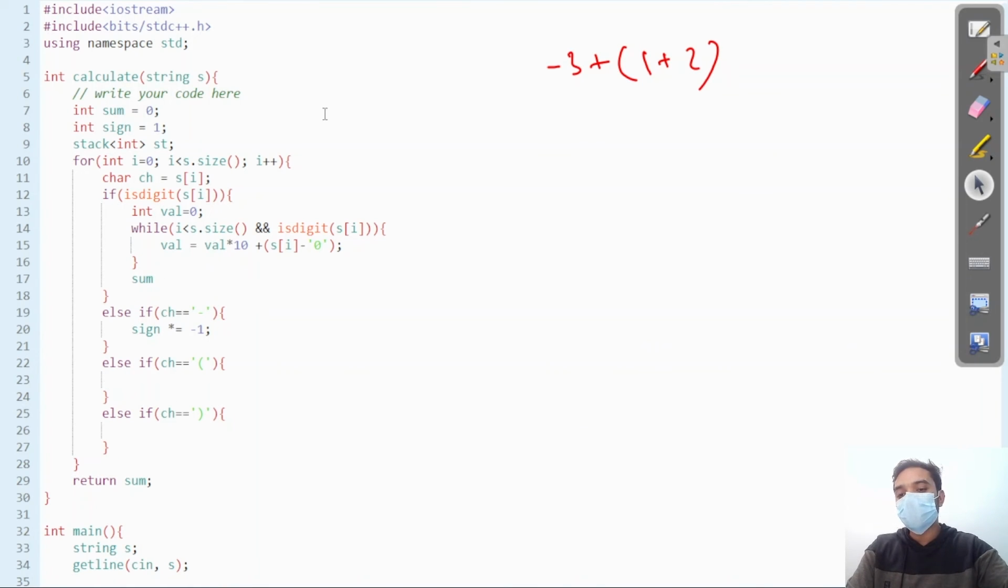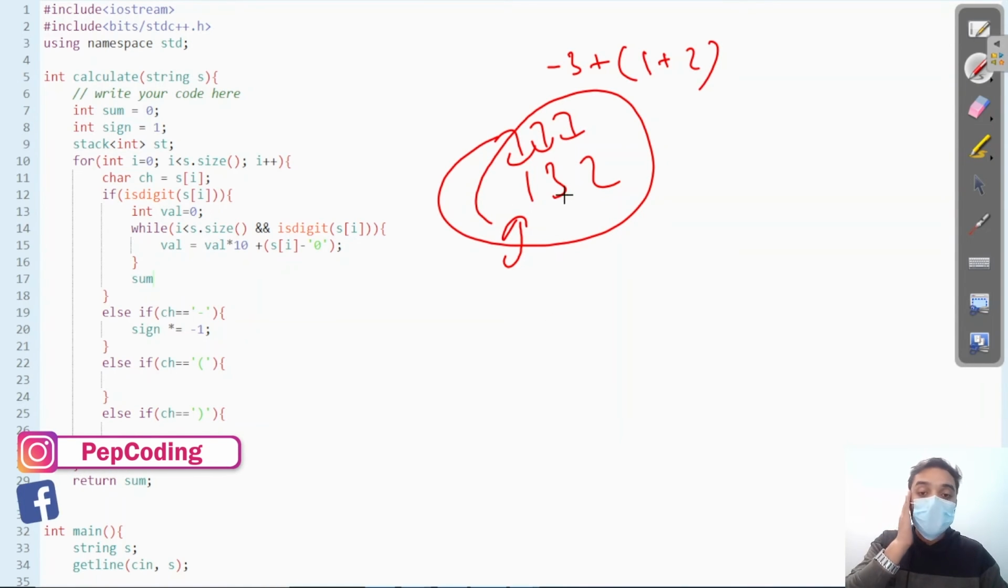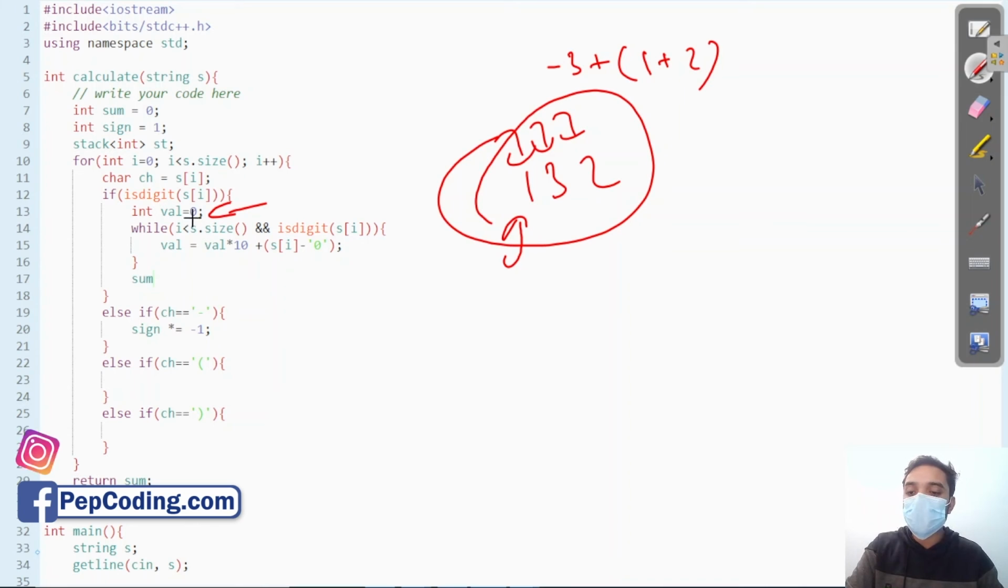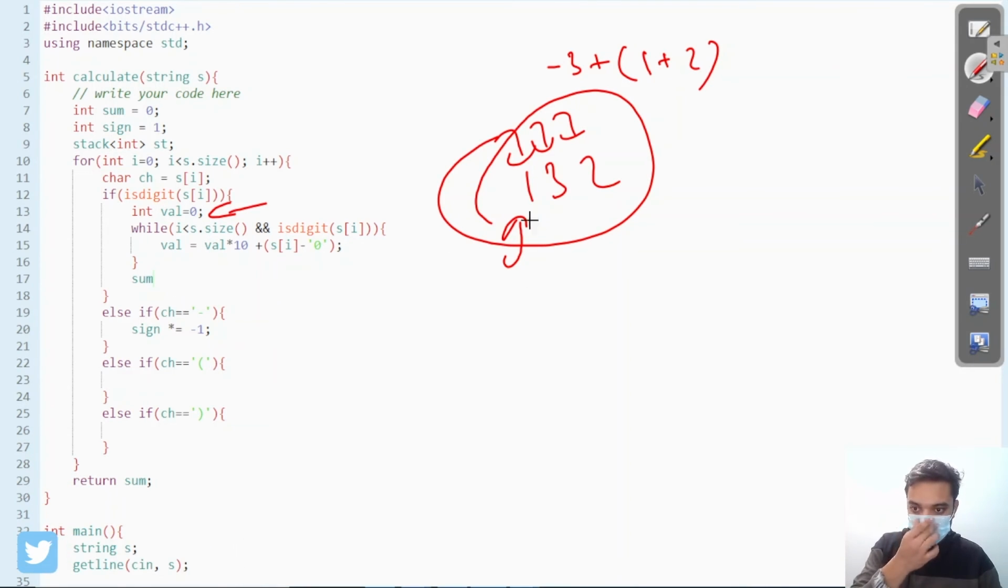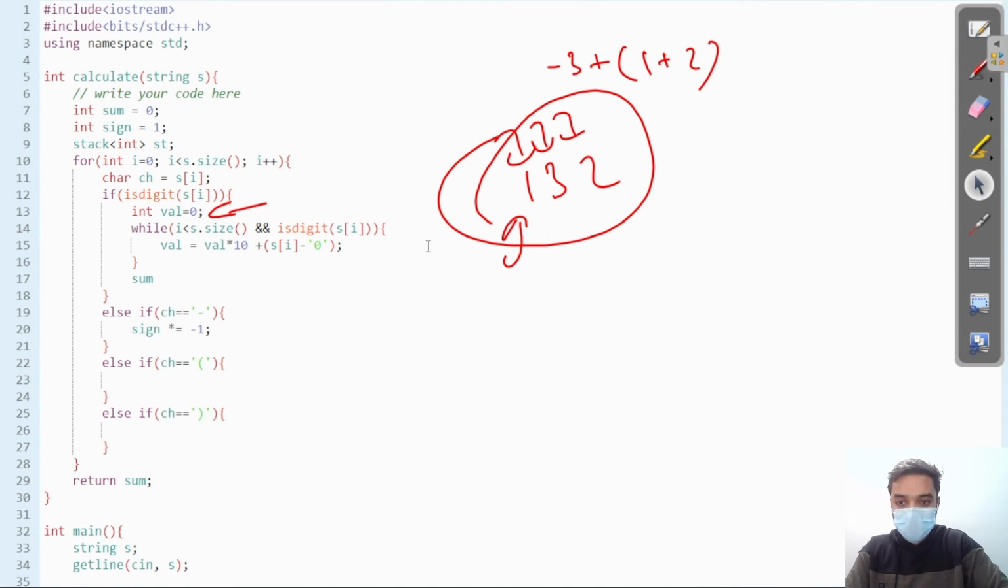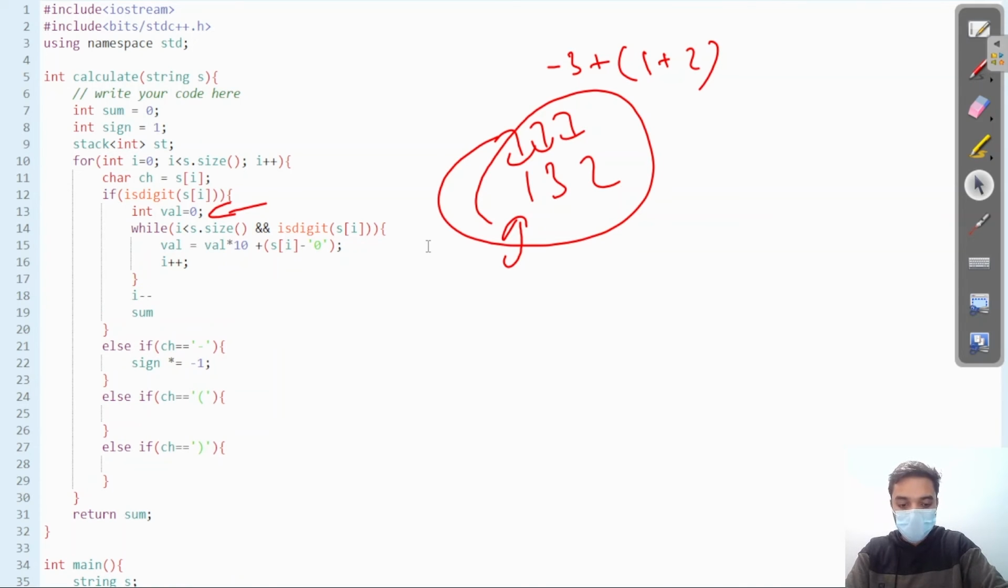Why am I running this while loop? Okay, so let's say I'm not getting just this 3. Initially I'm getting this 1 3 2. So I'm going to iterate this one by one. If I'm getting this one correct, I have to combine this 1 3 2 also. Whenever I'm getting this, I have initialized my value with 0. One more thing is here, I have to increment my i, and here I have to decrement my i.